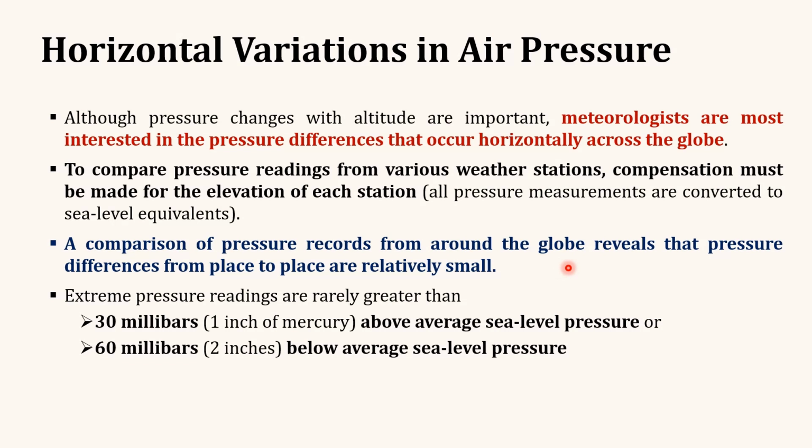in comparison to vertical pressure. In horizontal variation, extreme pressure readings are rarely greater than 30 millibars or 1 inch of mercury above average sea level pressure, or 60 millibars, that is about 2 inches below average sea level pressure.